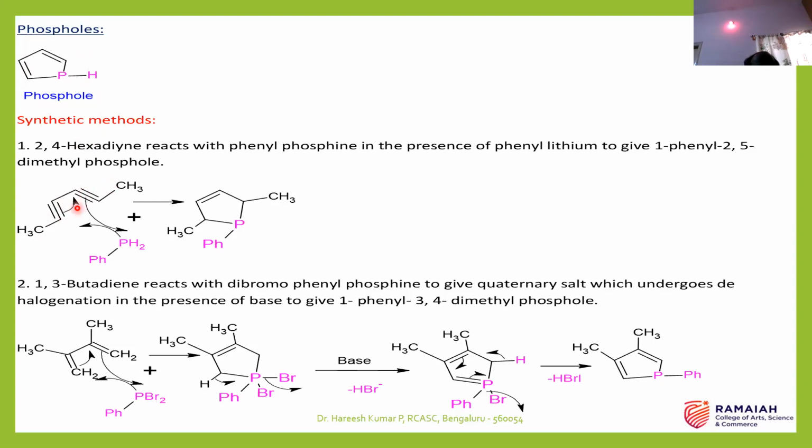You know that this is carbon 1, this is 2, 3, 4, 5, 6, totally 6 carbon atoms are there, but there is a triple bond at the second position and the fourth position, that you have to mention: 2,4-hexadiyne. When 2,4-hexadiyne is treated with phenylphosphine, this is the phenylphosphine, what will happen? There will be a reaction.